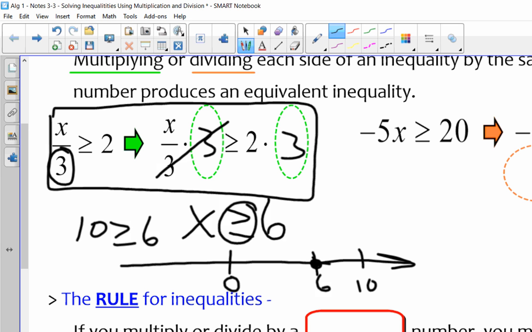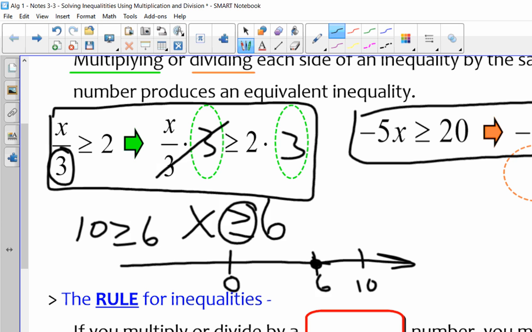Okay. All right. So we come over to the second one. So if you guys could write this one in for me, please. Okay. So negative 5x is greater than or equal to 20. We've seen these before.